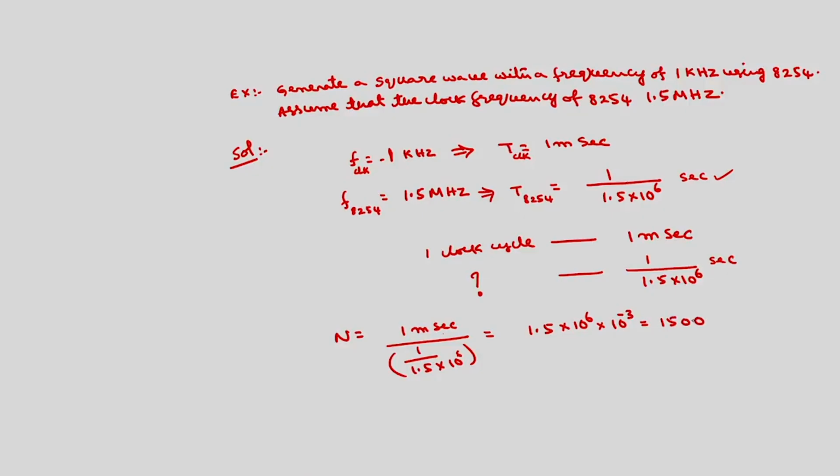So, if I load this n value with 1500 in decimal, I have to operate it as a BCD counter. Then we can generate a square wave with a frequency of 1 kilohertz at the out signal. Okay. So, in order to load this value, what will be the program? The program for this one will be MOV AL comma, what should be the control word? Because I am using a BCD counter and I am using mode 3 and the count is 16 bit.